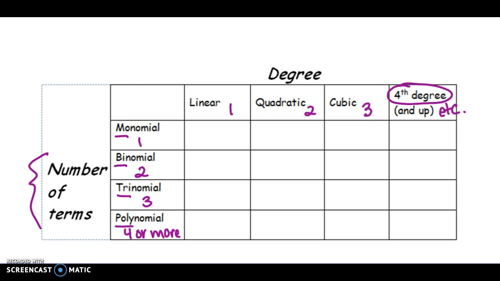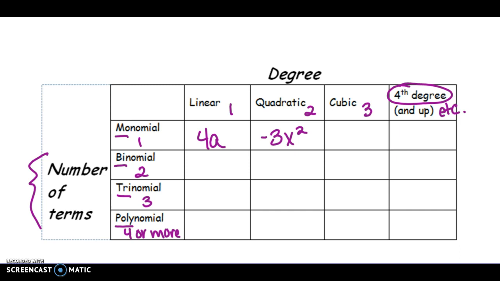Okay, so I'm going to start with the first upper left box. If I have a linear monomial, that means I have one term and it's a variable with a 1 for the exponent. So maybe 4a. That's a linear monomial. Let's move across. I'm going to stick with monomials, but I'm going to give you a quadratic monomial. So that means now my highest variable has to be a 2 exponent. So maybe -3x to the second is a quadratic monomial.